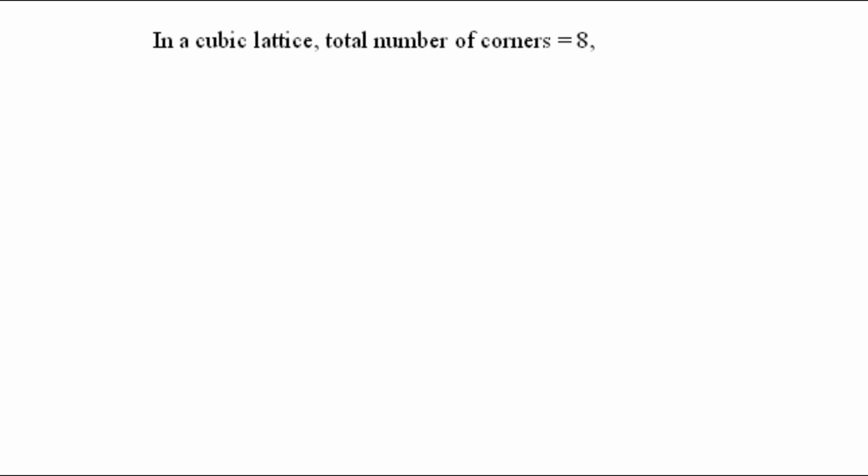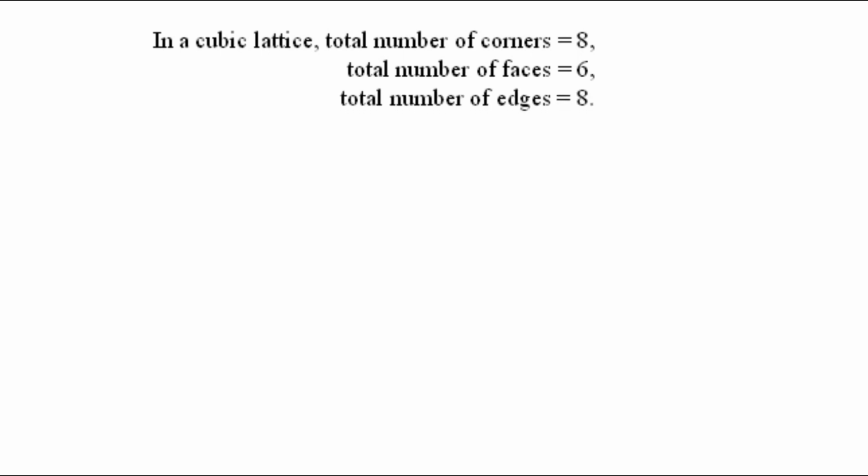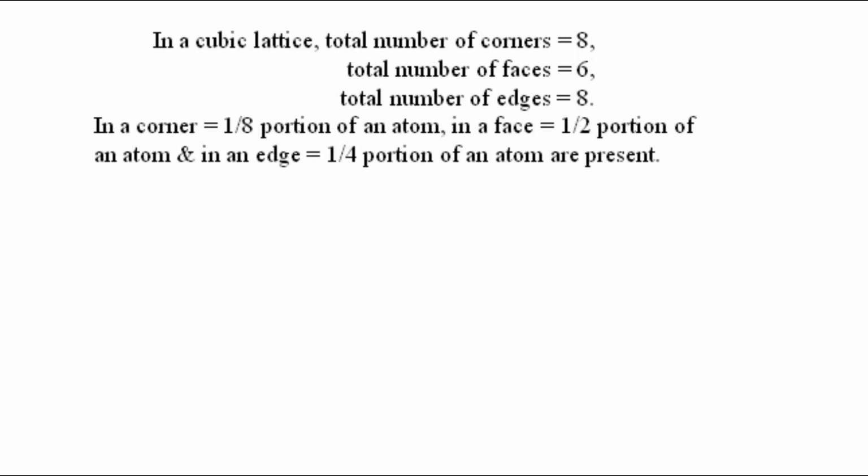In a cubic lattice, total number of corners is equal to 8, total number of faces is equal to 6, and total number of edges is equal to 8. In a corner, 1 by 8 portion of an atom is present. In a face, 1 by 2 portion of an atom, and in an edge, 1 by 4 portion of an atom are present.